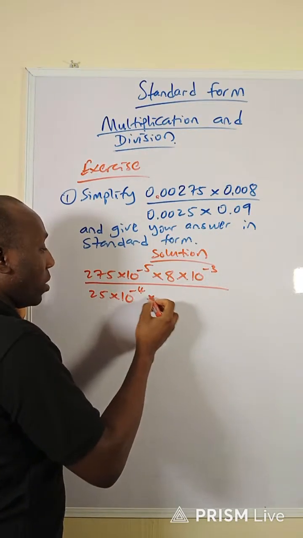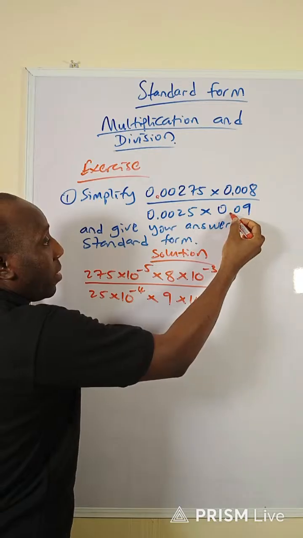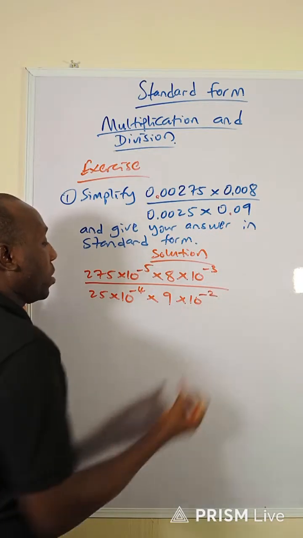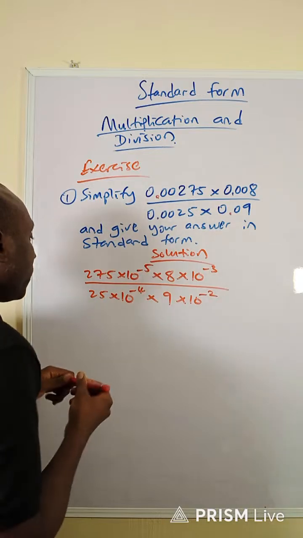So minus 4. Times what about this? 9 times 10 raised to power. See it here? 1, 2. So minus 2. Oh yes, we are making progress.